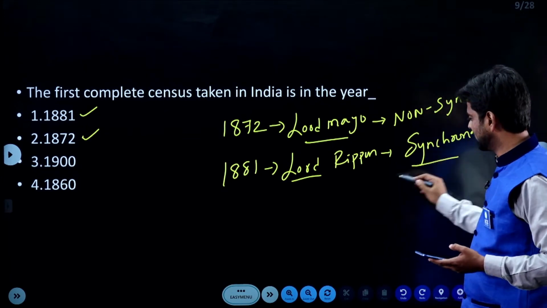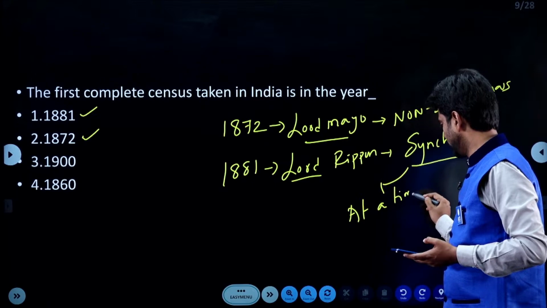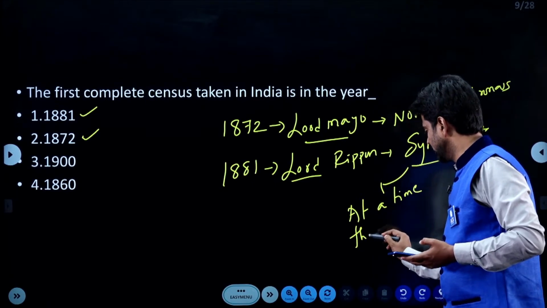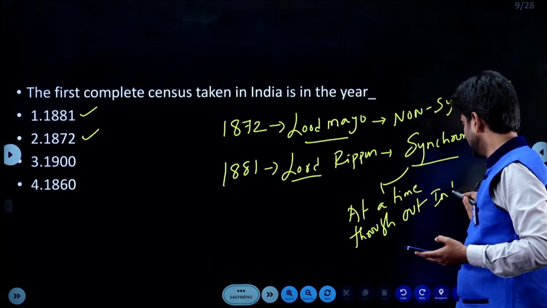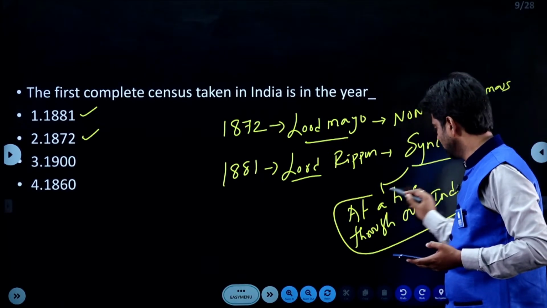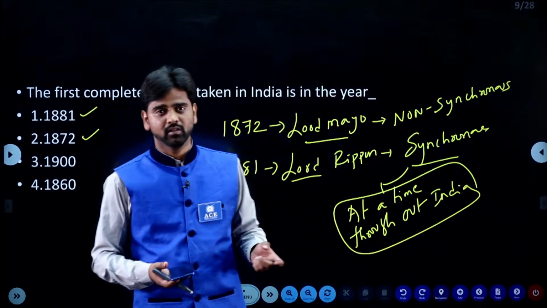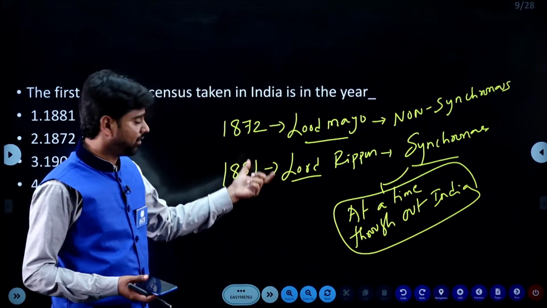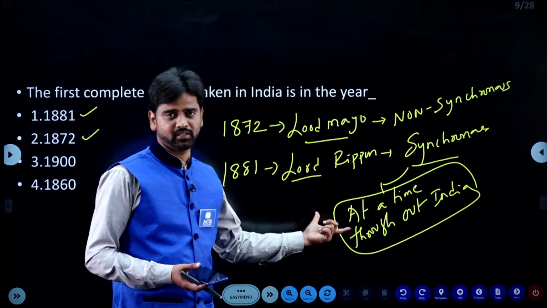What do you mean by synchronous? Synchronous means at a time, throughout the British provinces or throughout India. He enumerated the population at a time in all the regions of India, guys. So make sure that he is the first person, synchronous.